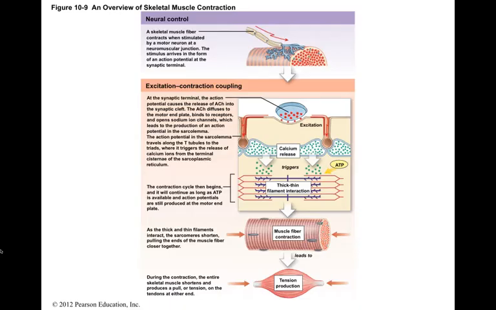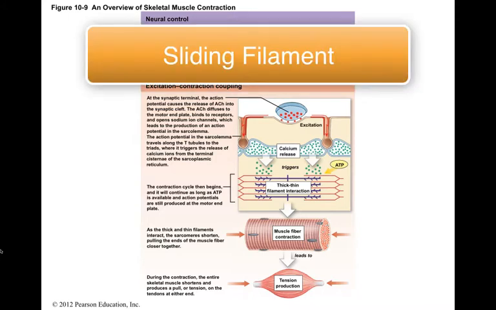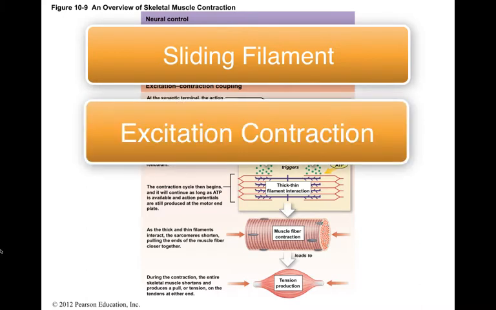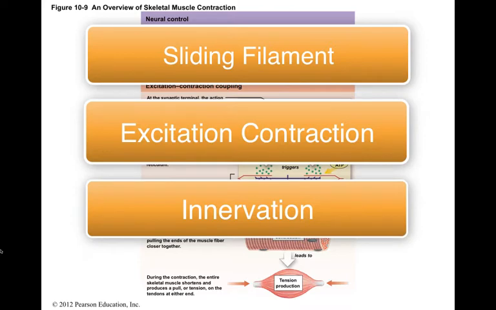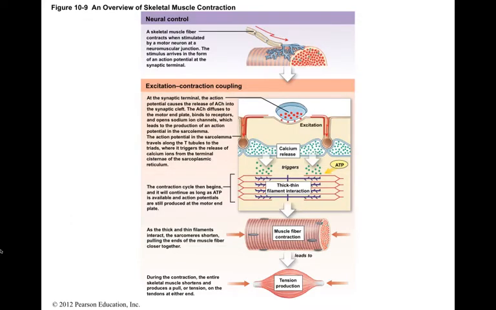There are three theories that are important for you to understand regarding muscle contraction: the sliding filament theory, the excitation-contraction coupling theory, and the skeletal muscle innervation theory. Skeletal muscle fibers begin contraction with the release of their internal stores of calcium. That release of calcium is under the control of the nervous system.